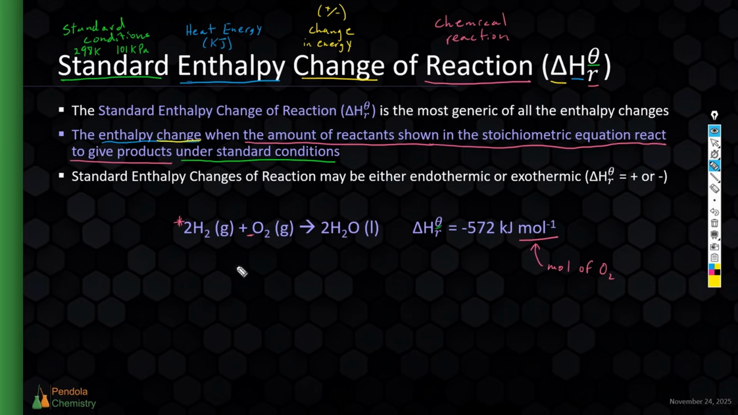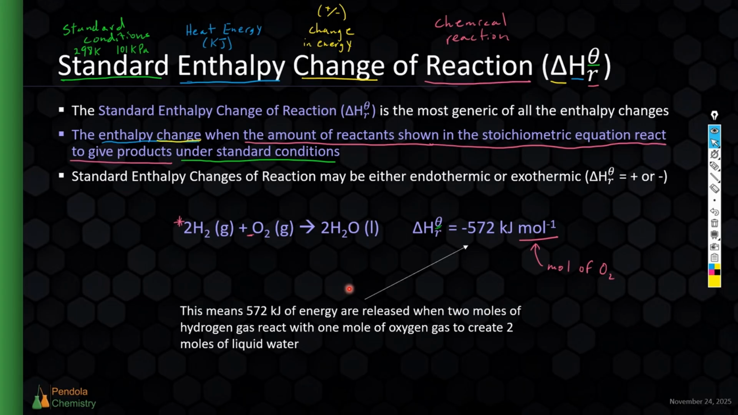So when we look at this equation, how do we build this equation? Well, with standard enthalpy changes of reaction, the equation has to be given, or it has to be an equation that we can predict the products of and calculate the stoichiometric coefficients, meaning we need to be able to balance it. Because when we look at this reaction, what is this negative 572 kilojoules of?